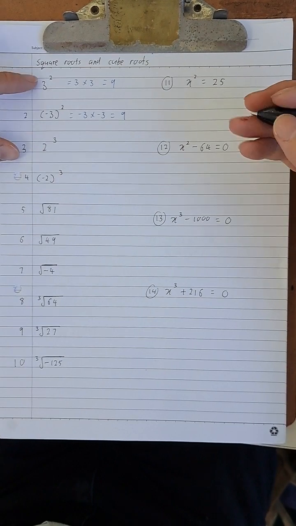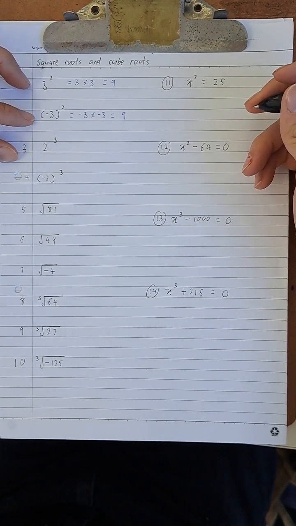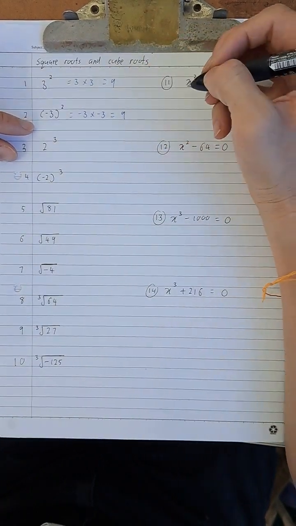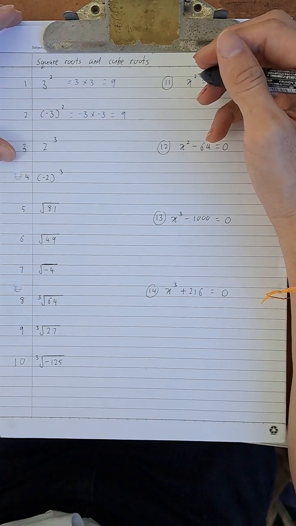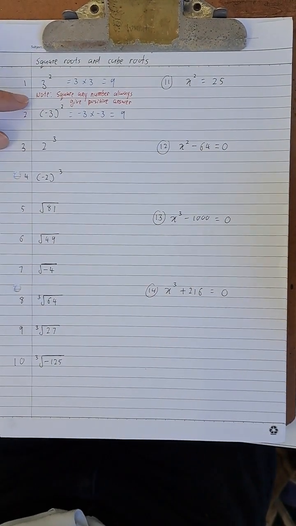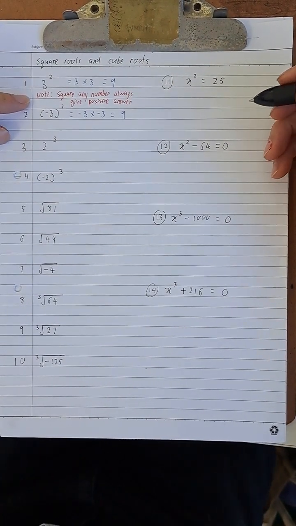So from these two examples, we can find out that whenever we square a number, regardless of whether it's positive or negative, we will always get a positive answer. Alright, so I'll write down a note for you. Okay, so here's the note over here. Square any number, always give you positive answer.